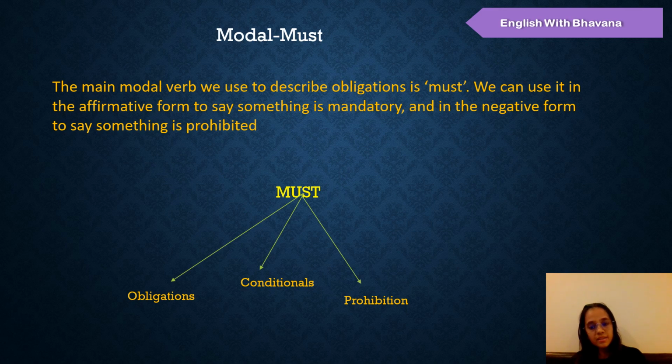But in must, it is important also and it is mandatory also. And in the negative form, to say something is prohibited, we make must into the negative form when something is prohibited. Now let's see obligations, conditionals, prohibition.